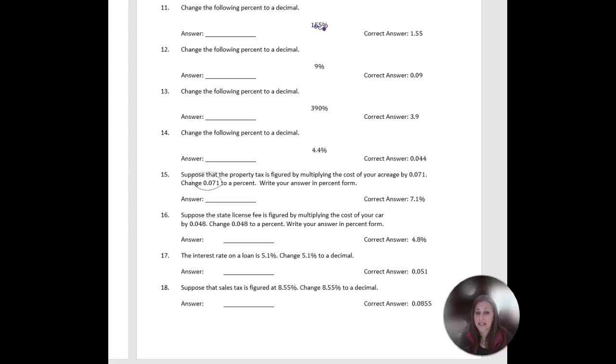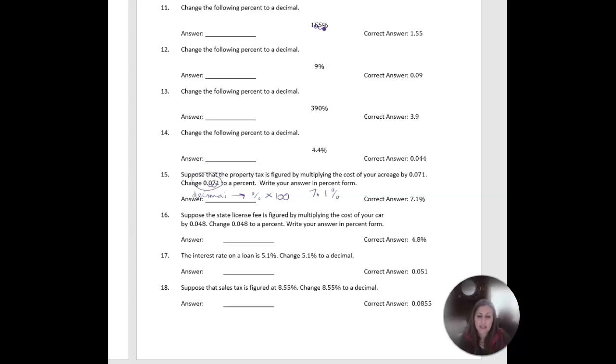Okay, this is a decimal, and we want to go to a percent. So if you look at the notes that I have at the top of the paper, if you're going from a decimal to a percent, you're going to multiply by 100. That's the same as moving the decimal 2 places to the right. So if I move it 1, 2, it'll fall right there in the middle at 7.1%.